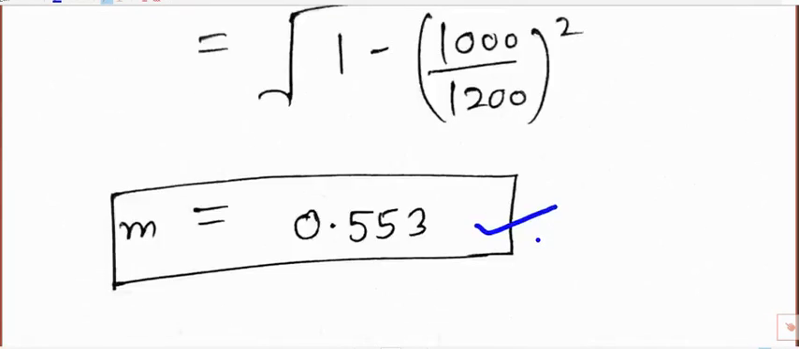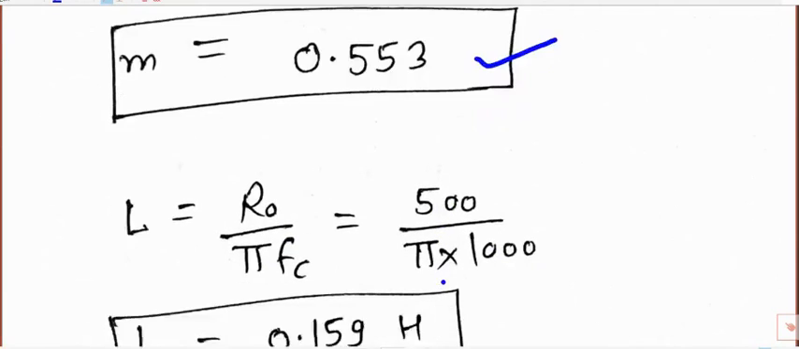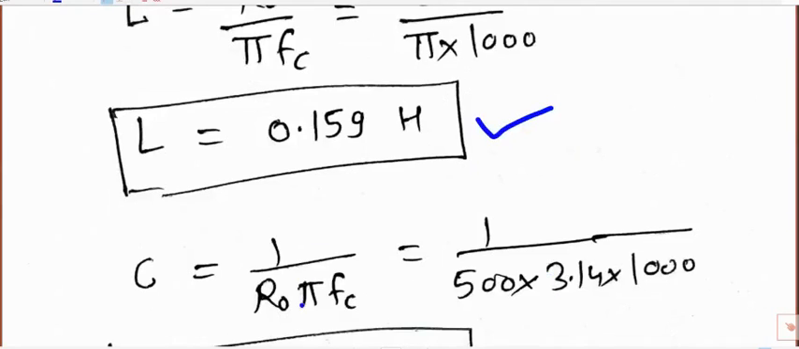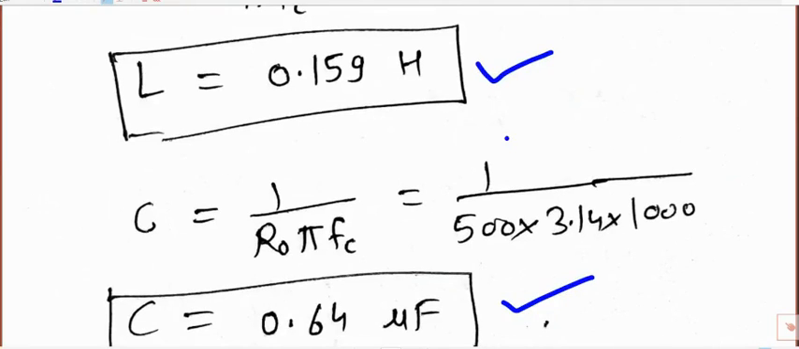Then L is given by R0 divided by pi FC. R0 is 500, FC is 1000. Solve this, L is 0.159 Henry. Then C is 1 upon R0 pi FC, R0 500, pi 3.14, FC 1000. So its value is 0.64 microfarad. So I hope you have also got these answers.